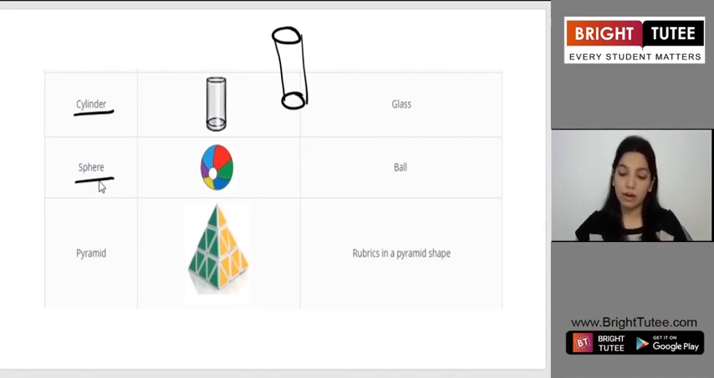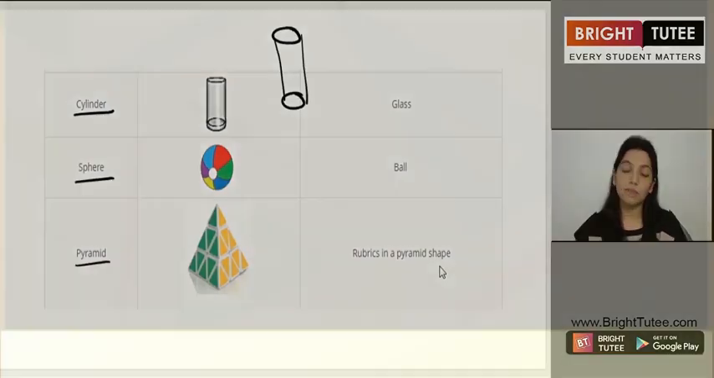Okay, and now coming to pyramid. What is a pyramid? The pyramid of Giza is an example. Here, this is a Rubik's of pyramid shape. Rubik's cubes are very common. There are also Rubik's that are in the shape of pyramids. And also the pyramids that are seen in Egypt are examples.